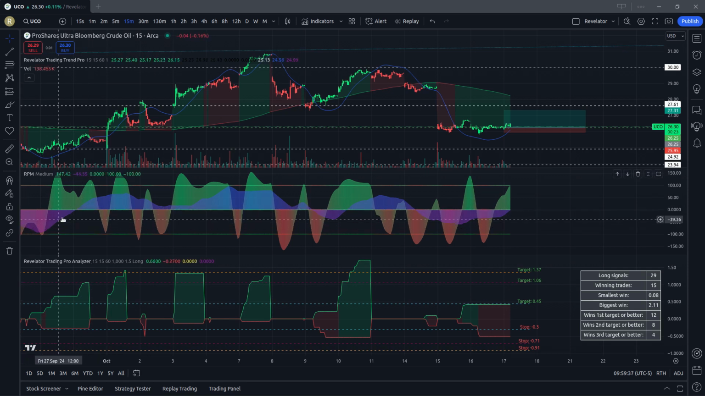And so when the momentum wave is blue, you basically have high tide, and price, like boats in a harbor, tend to rise. And as the tide goes out, price tends to fall. So those are the two waves.